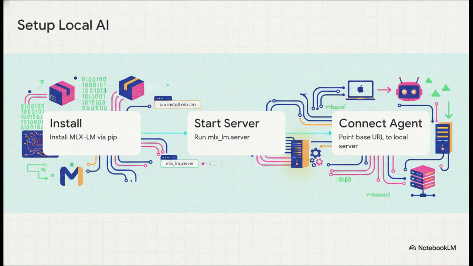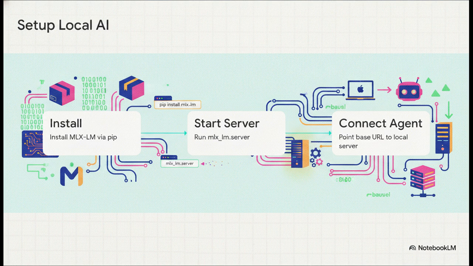Step 1, install MLX-LM. You just open your terminal and run a single pip install mlx-lm. Boom, foundation built. Step 2, start the server. You just type mlx_lm.server and point it to a model that supports tool calling. The server spins up, loads the model into memory, and instantly sits there listening on your localhost.